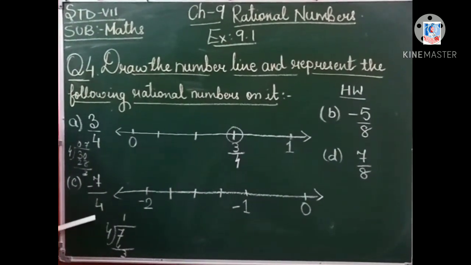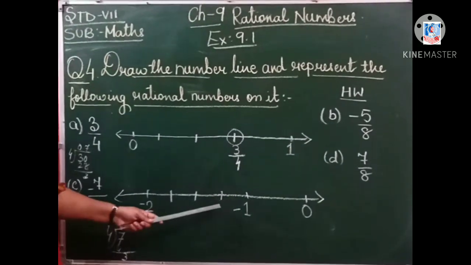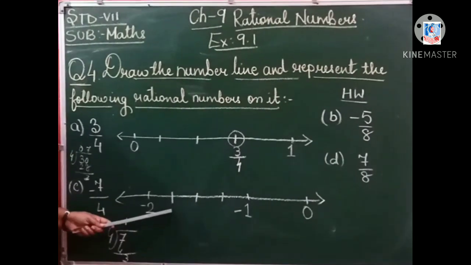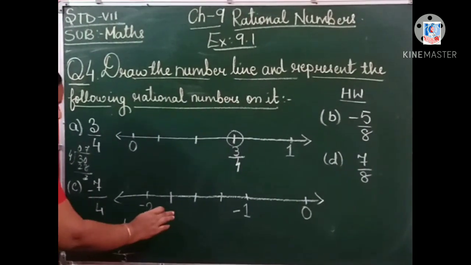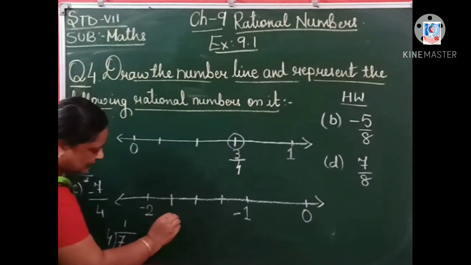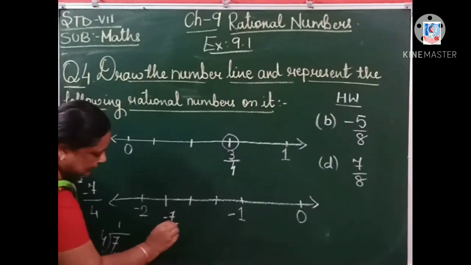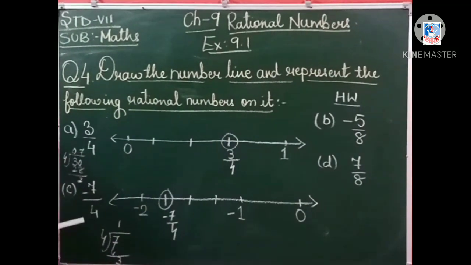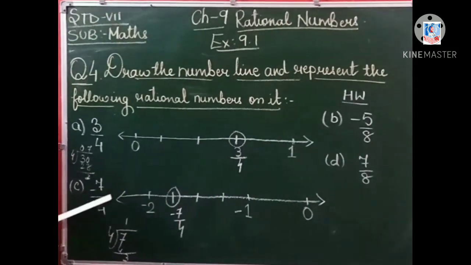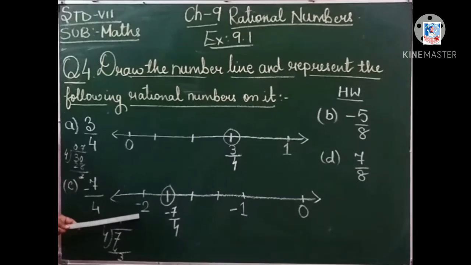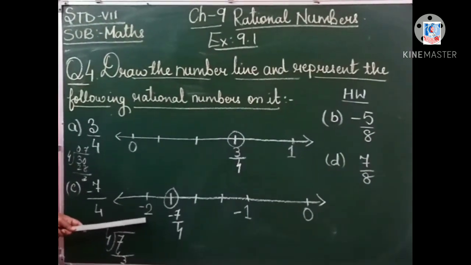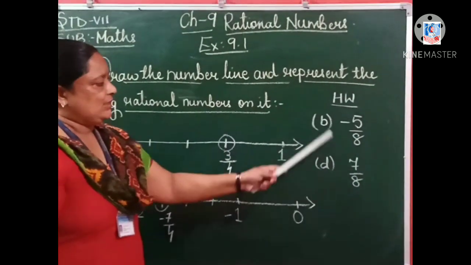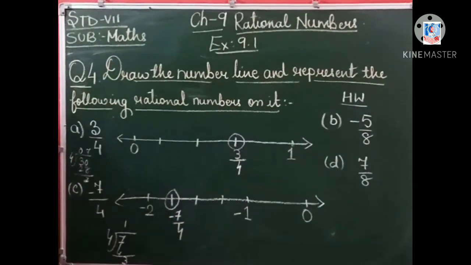Now we want minus 7 by 4. Now 5 by 4, 6 by 4 and 7 by 4. That means minus 7 by 4 will come here. Now minus 8 by 4: 8 divided by 4 is 2, then that will come here. Understood? Now B and D, this is your homework.